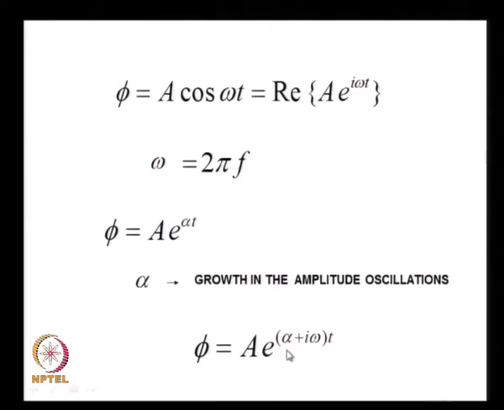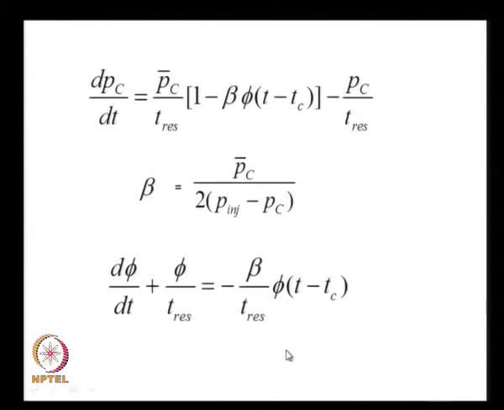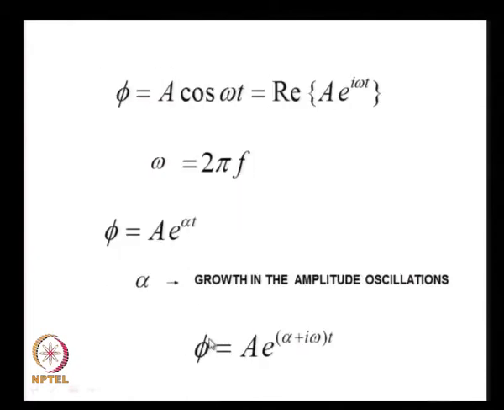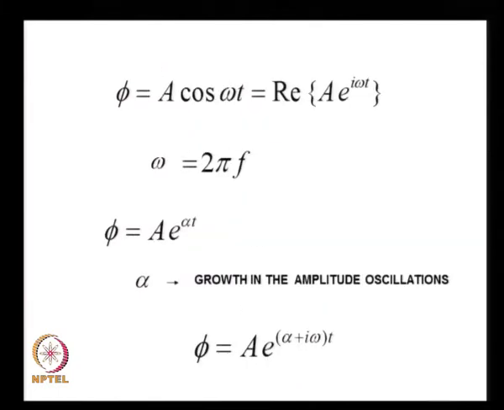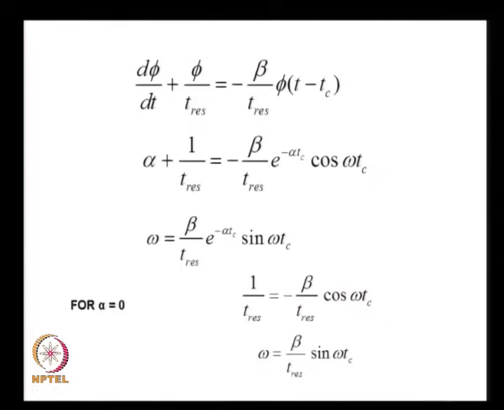I substitute this expression in the earlier expression, and now I get the value as d phi by dt plus phi by T residence is equal to beta by T residence into phi at t minus Tc. I substitute the expression which involves phi in this particular form, phi is equal to a e to the power alpha plus i omega t, and I separate the real and imaginary parts. This is the real part of the equation and this became my imaginary part of this equation.